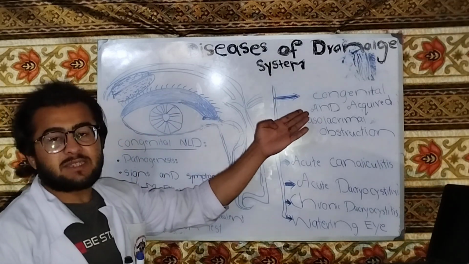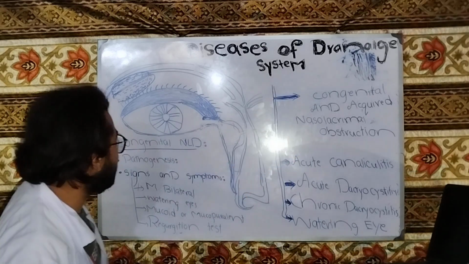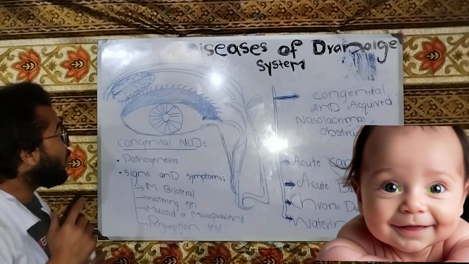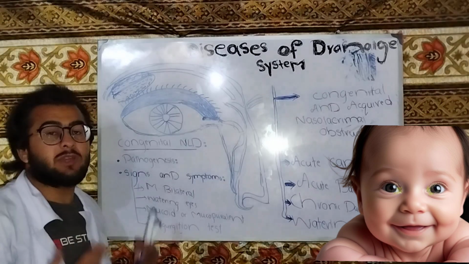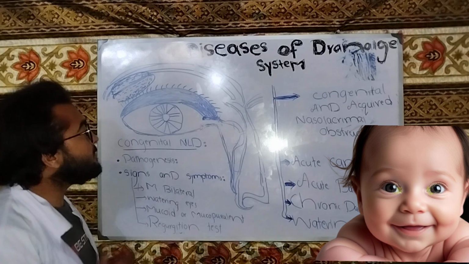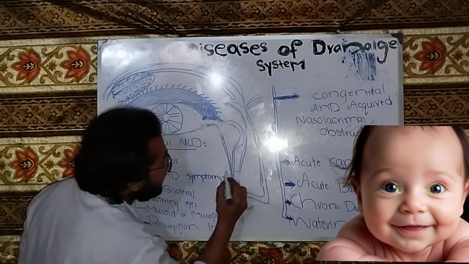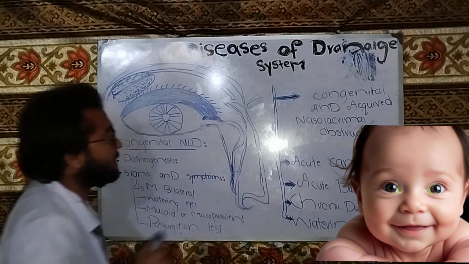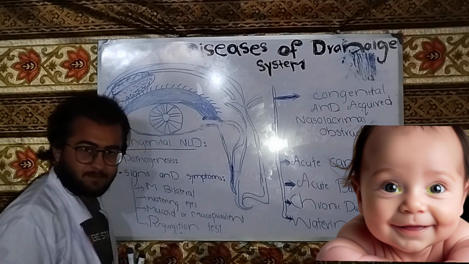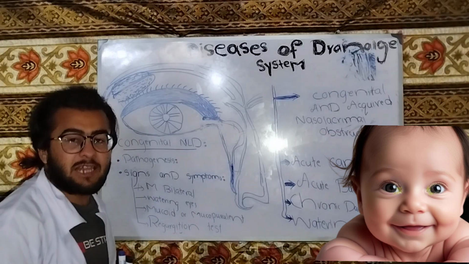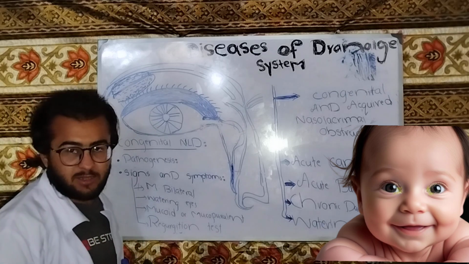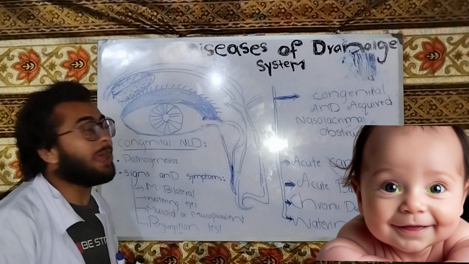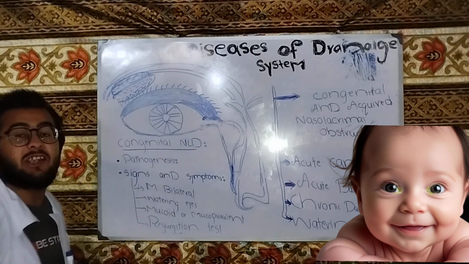First of all, we will discuss the congenital nasolacrimal duct obstruction. So, congenital NLD. What is the pathogenesis? Why does the congenital nasolacrimal duct obstruction develop? This is because when a child is born, there is a membrane in the distal portion of the nasolacrimal duct, and this membrane is non-canalized. This canalization occurs in a few weeks after birth. But if this membrane remains non-canalized, what will happen? It will result in congenital NLD.